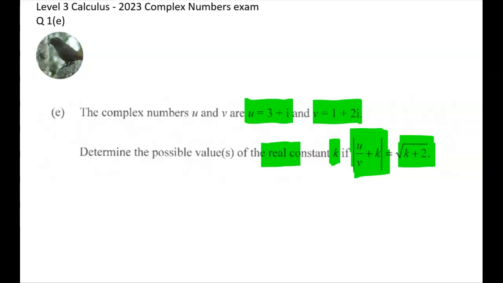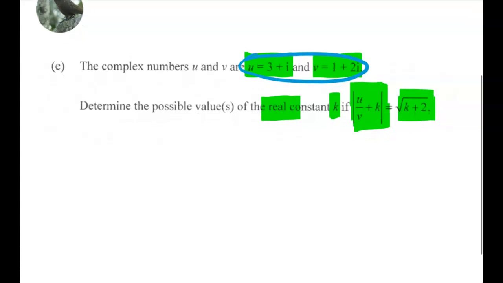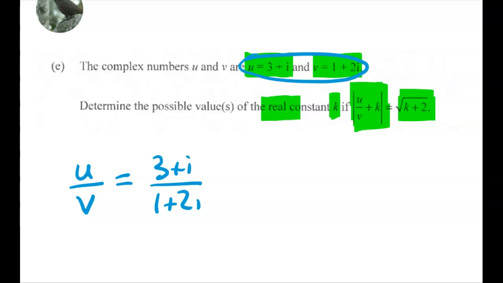So pretty clear what the strategy is here. We're just going to substitute in and go. But I'm going to do the work on u and v before I start putting in the magnitude stuff. So let's just work out, first of all, what's u over v? Well, u over v is 3 plus i over 1 plus 2i. We're going to times by the conjugate over the conjugate.